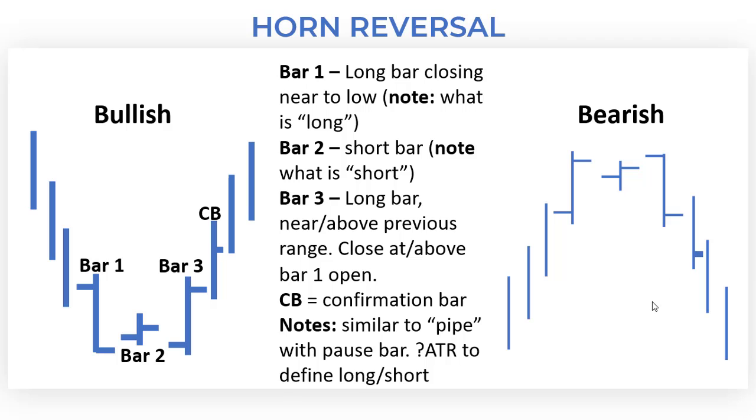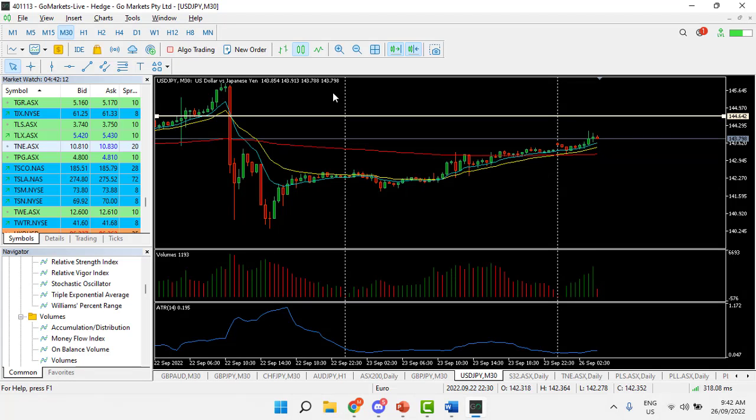Let's just have a look at an example. We're looking at the US yen on a 30-minute chart, and you can see here is a good example of the horn. You can see there we had this long bar, first of all, a pause bar central to another long bar in the opposite direction. And then, of course, we got this move higher, in this case of around about 50 pips, prior to just leveling off and going into a sideways trend for a while.